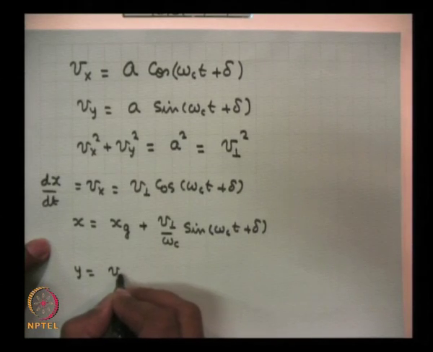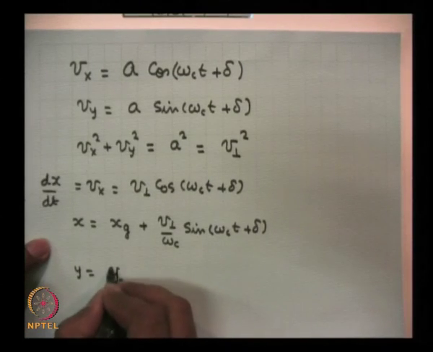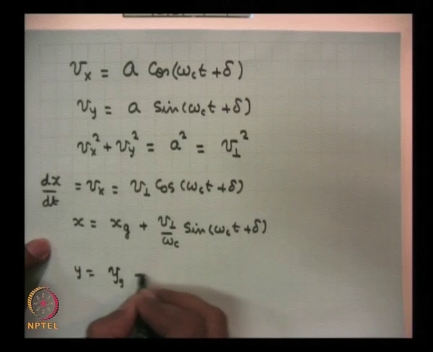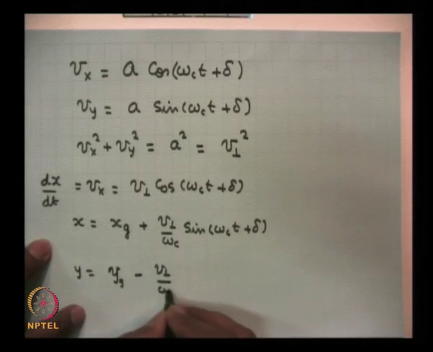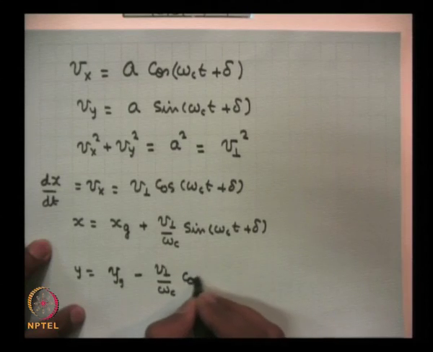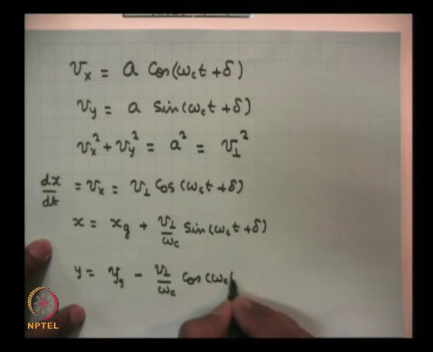yg, a constant yg, minus V perp upon omega c cos of omega ct plus delta.